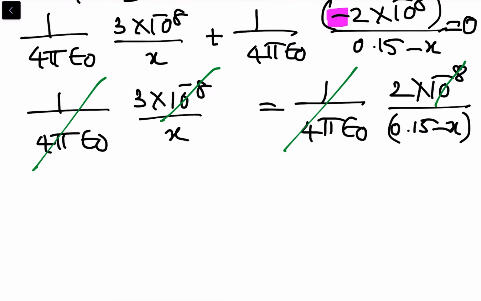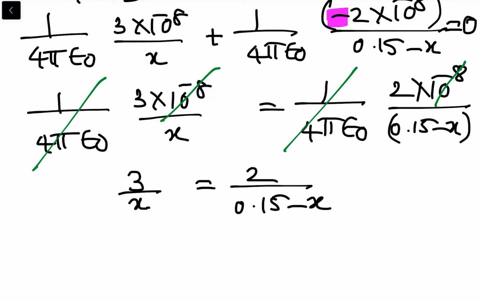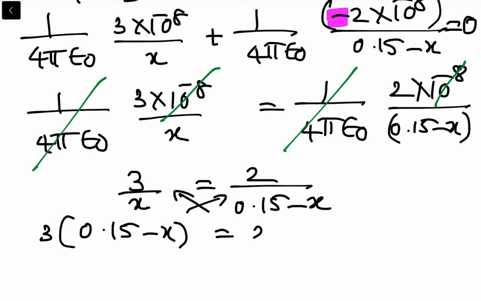And what remains here now is 3 by x is equal to 2 by 0.15 minus x. Now take the cross multiplication. 3 into (0.15 minus x) is equal to 2x, and after simplification you are going to get x is equal to 0.09 meters.